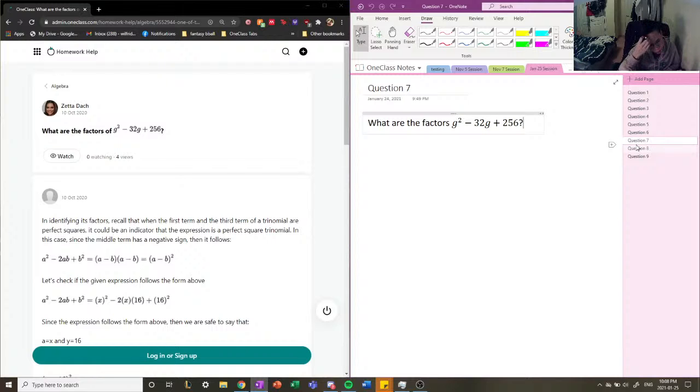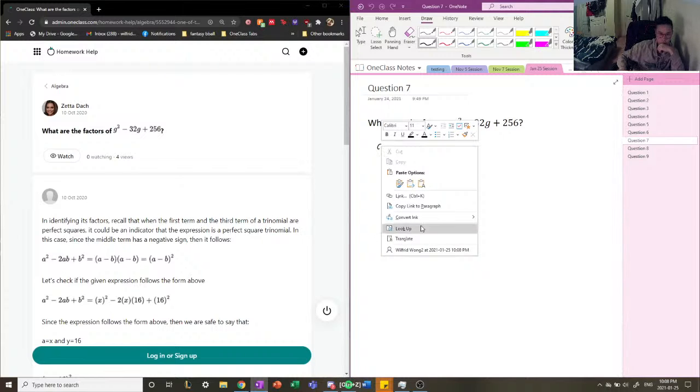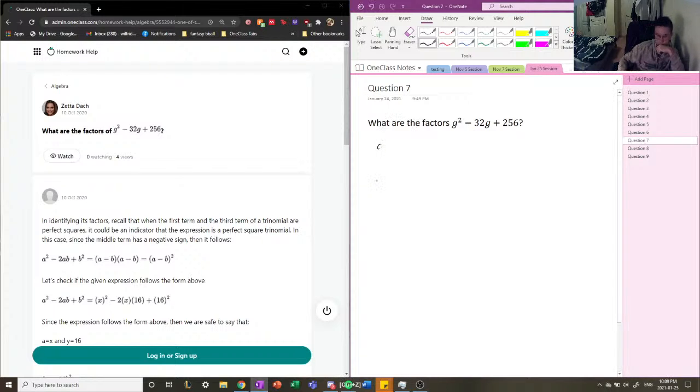So here's one pattern that we want to recognize. Even before we jump into it, we recognize that our first and third term are perfect squares. If we write out our function here, we have g squared minus 32g plus 256. I recognize here that the first term is a perfect square, which is g times g. And the third term is also a perfect square. It's 16 times 16.